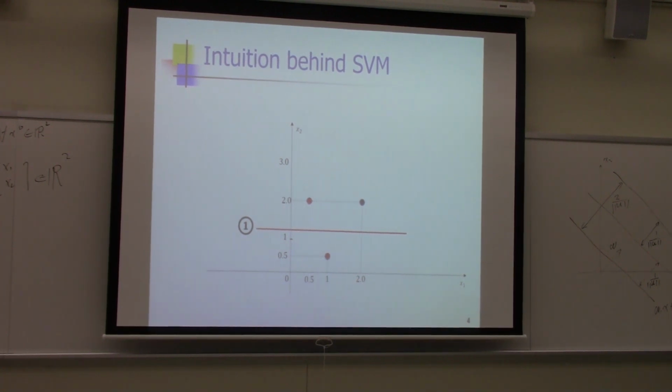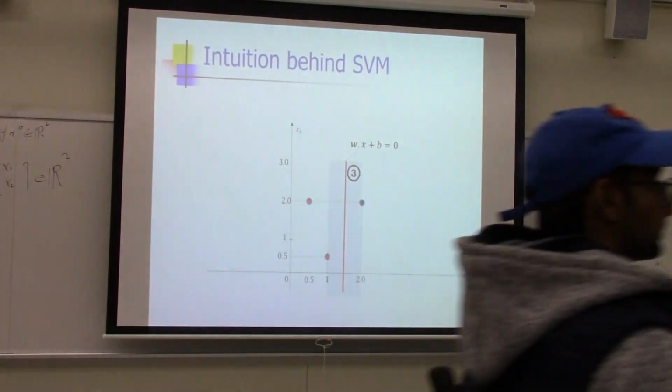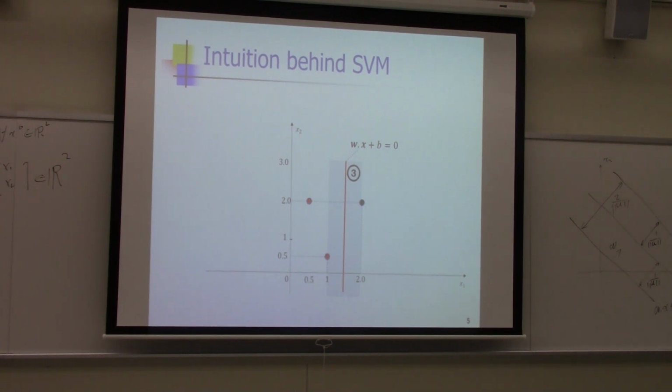Okay, so now let us check line 3. What's the margin for line 3? First, any separating line, we use this formula to represent: w dot x plus b equals 0. And then the right line is w dot x plus b equal to 1.